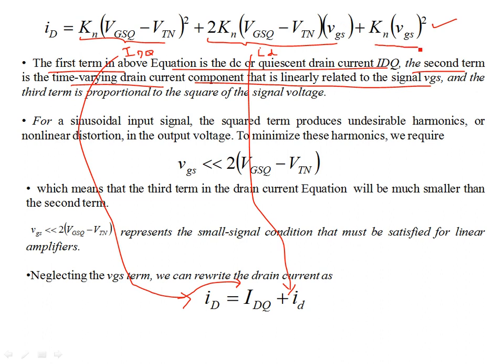Well, the problem with the third term is that it is proportional to the square of the signal voltage. What we considered before was that this small signal input voltage, vgs, an AC quantity, is sinusoidal in nature. That is, it consists of a certain frequency, call it sine of omega naught t.